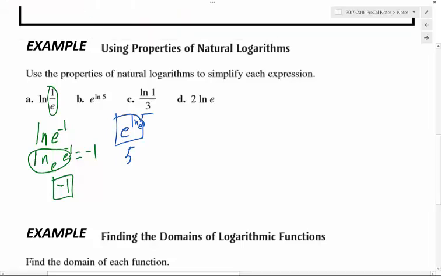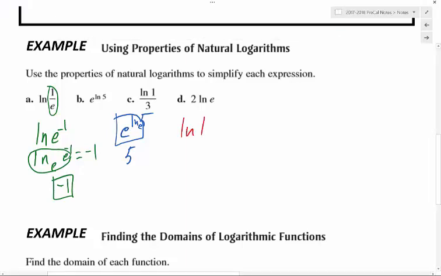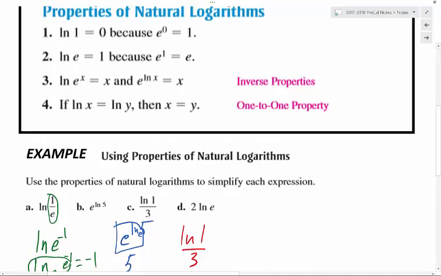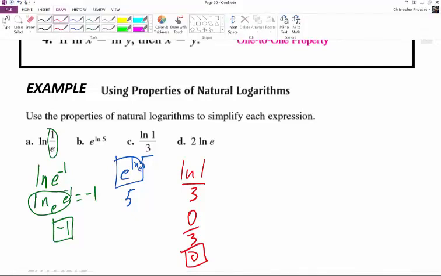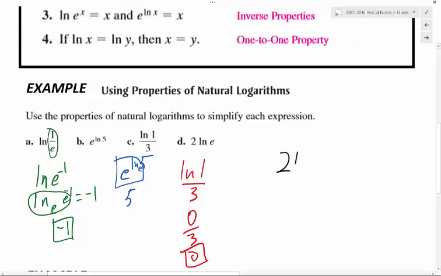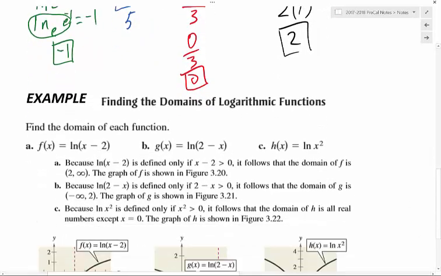Next, let's do red, the natural log of 1 divided by 3. Well, according to these properties up here, property number 1, the natural log of 1 is always 0. So I get 0 over 3, which is just simply 0. And finally, 2 times the natural log of e. Well, the natural log of e is just simply 1, which then gives me 2. Easily simplified.